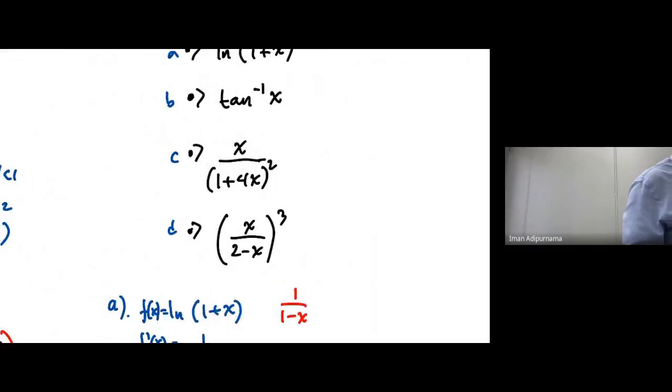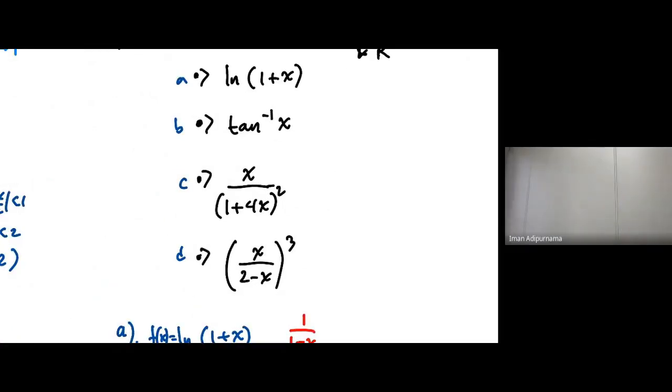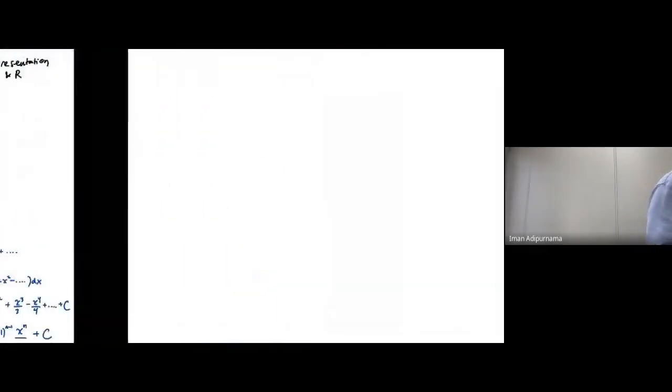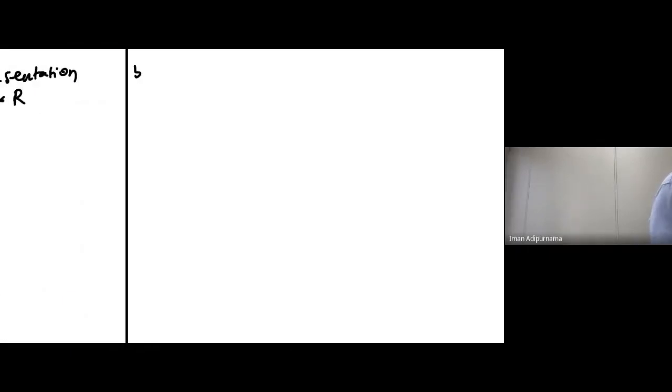Okay, that's number A. And we will move on to number B, the tangent inverse. I think you can guess the tangent inverse because it has a relation with 1 over 1 plus x squared, right? So it will be similar to the form 1 over 1 minus x. We just change the x to negative x squared, okay? Okay, let me write the number B, which is the tangent inverse x.